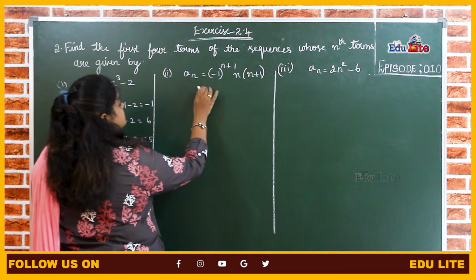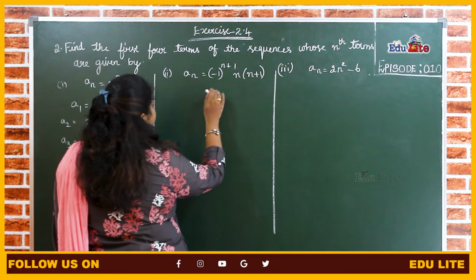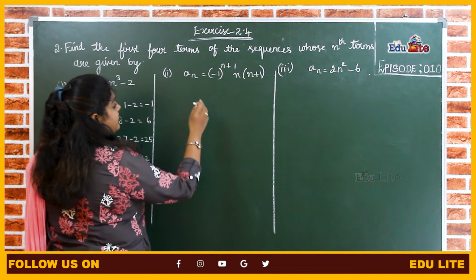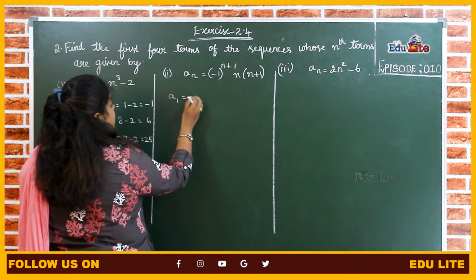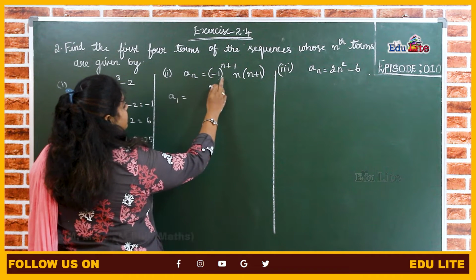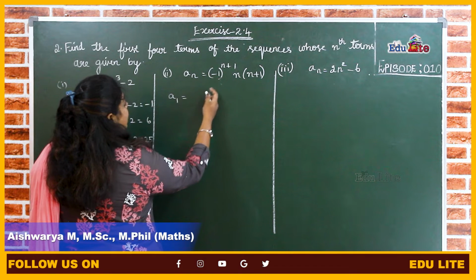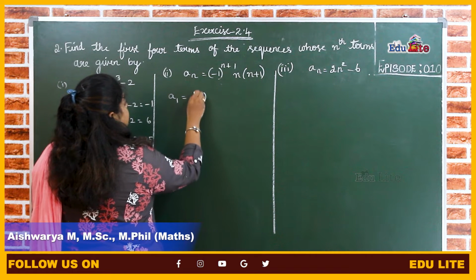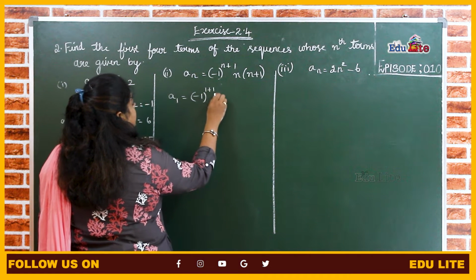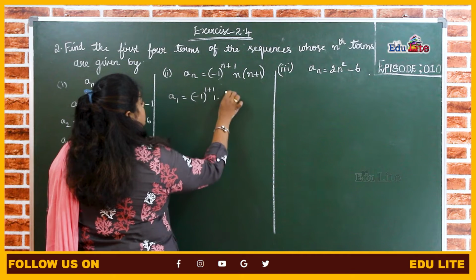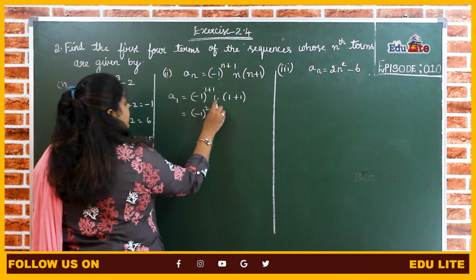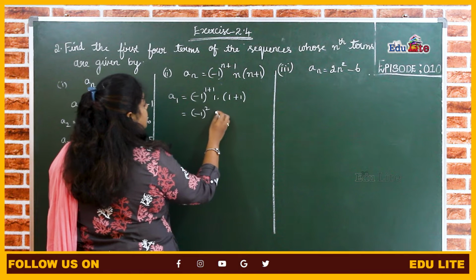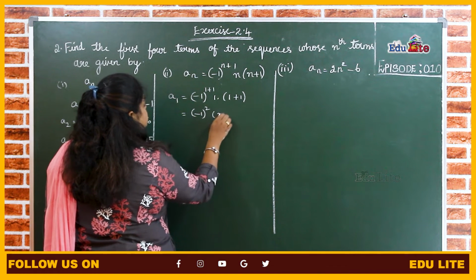Now, we will find out the first four terms for this nth term. So, we have to vary the values of n as 1, 2, 3 and 4. First, we will find it for 1. a1 is equal to, we substitute the value of n as 1 in the above sequence. So, (minus 1) power (1 plus 1), n value is 1, 1 plus 1, into 1. Let us have it, 1 plus 1 is 2.